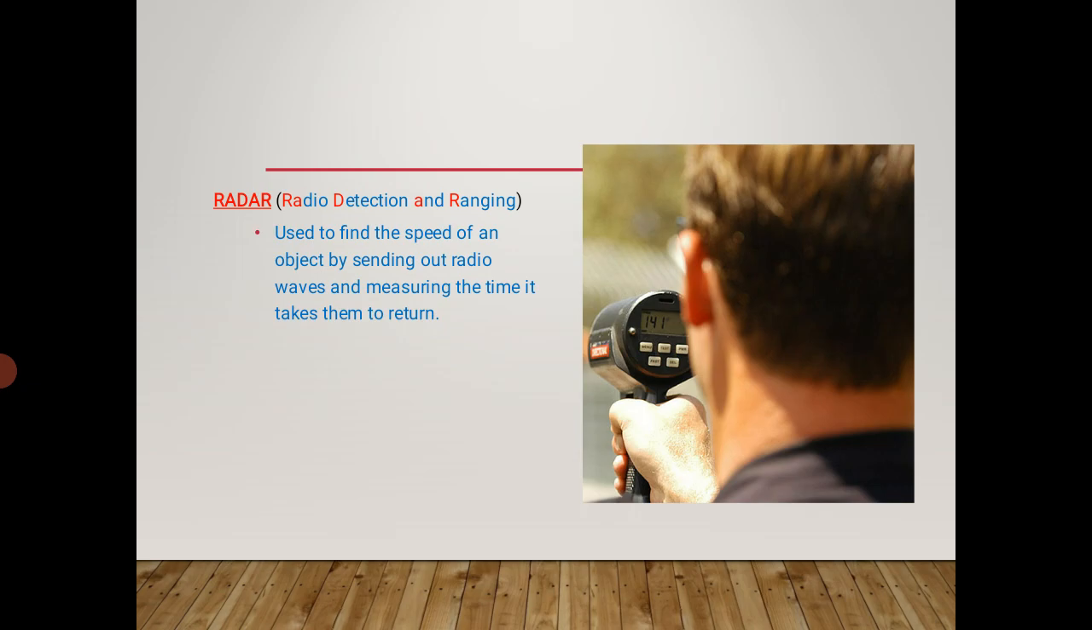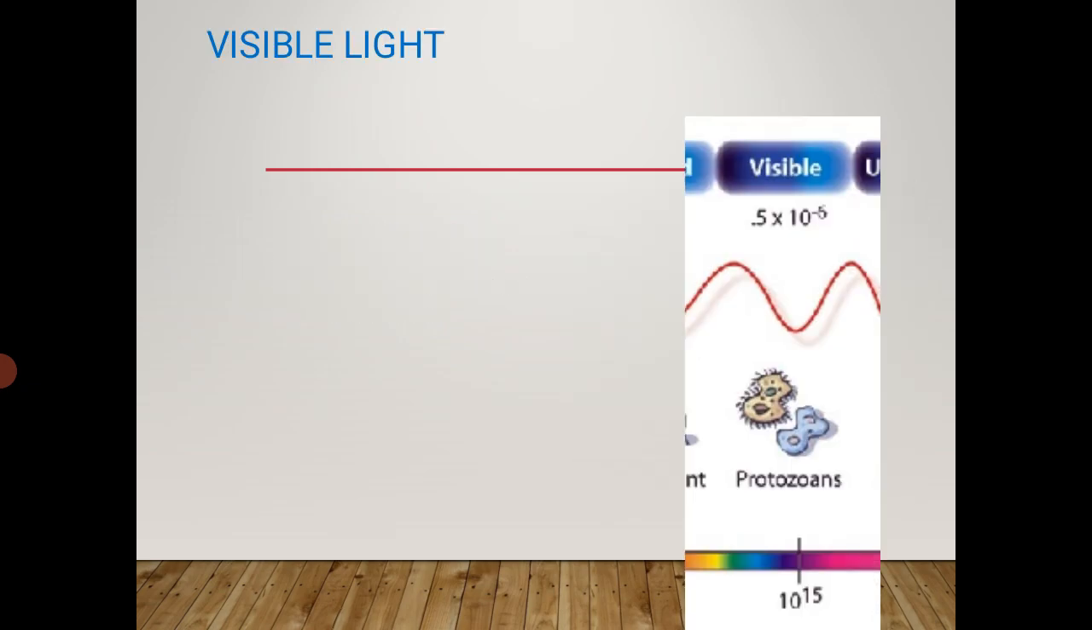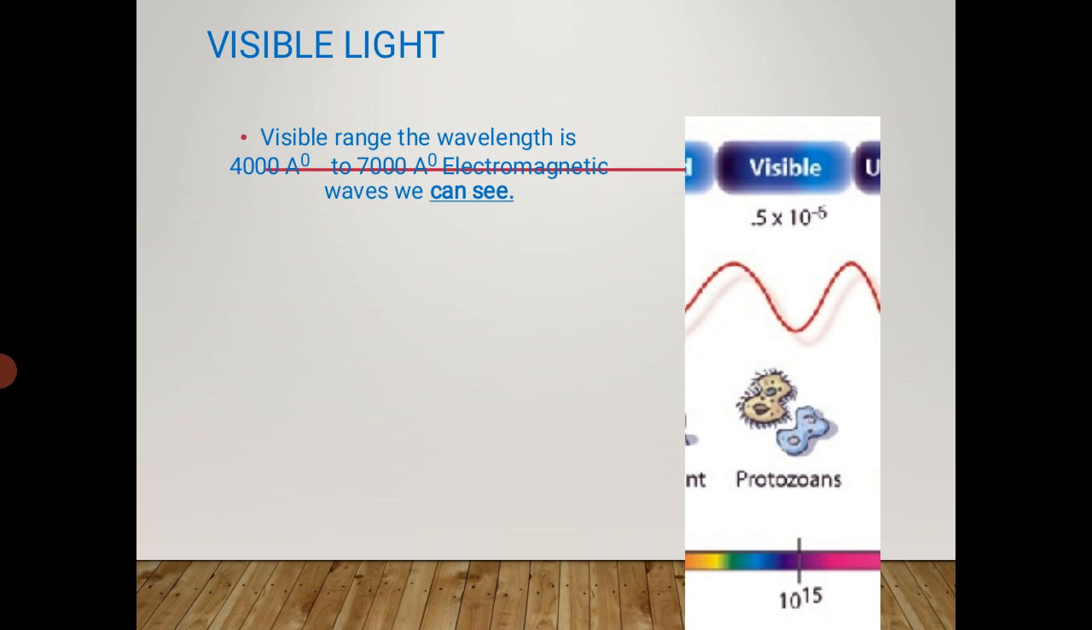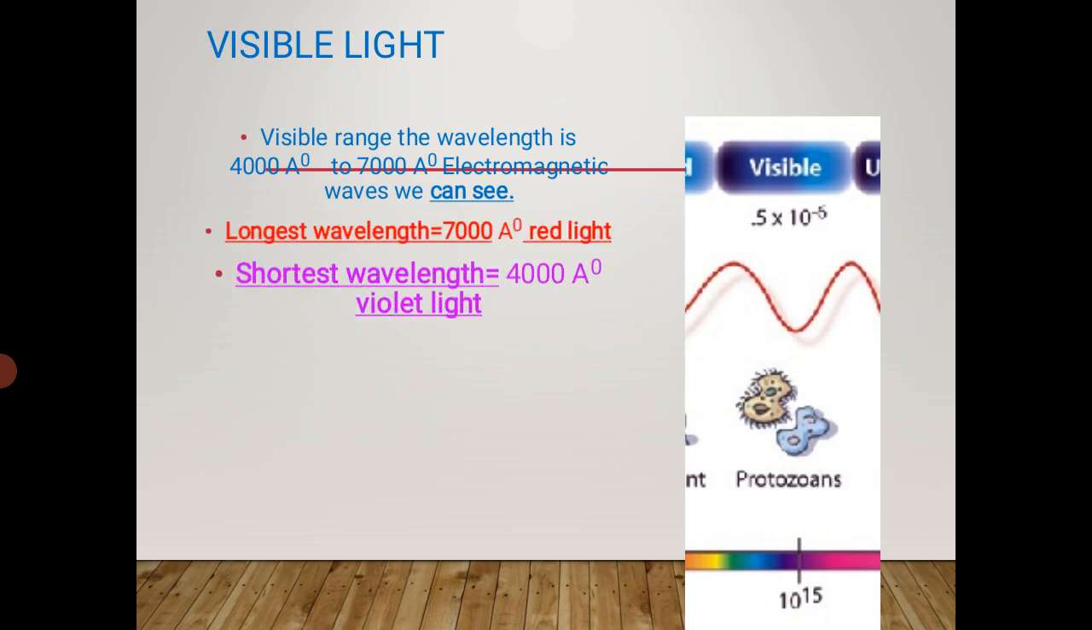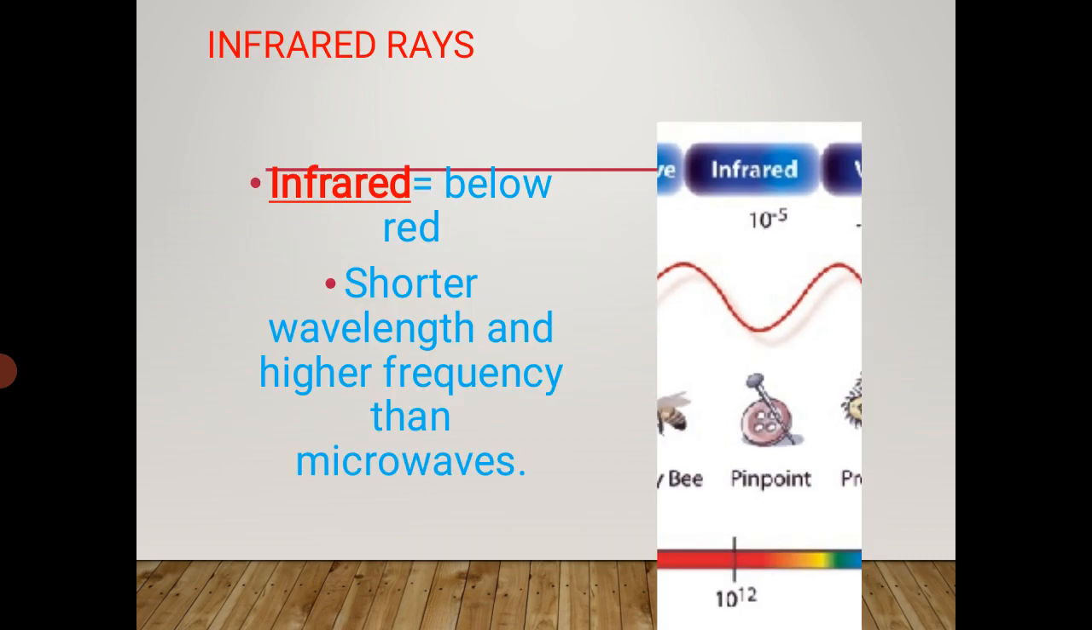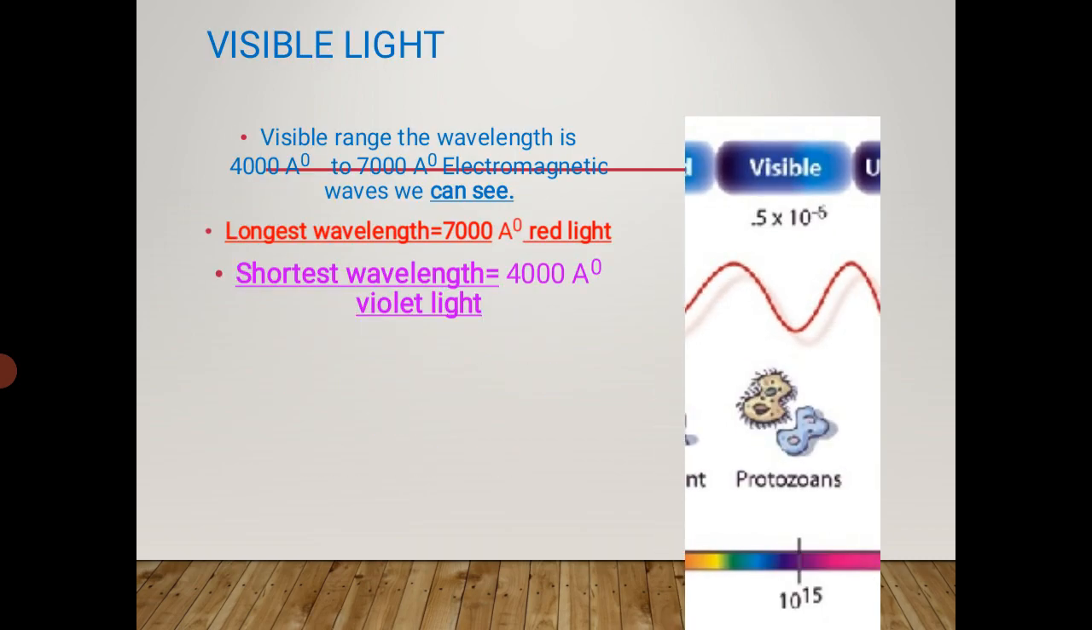Radar, radio detection and ranging, is used to find the speed of an object by sending out radio waves and measuring the time it takes them to return. Next one is visible light. Visible light means visible range. The wavelength is 4000 angstrom to 7000 angstrom. Electromagnetic waves we can see. Longest wavelength is 7000 angstrom in red color, and shortest wavelength is 4000 angstrom in violet light.